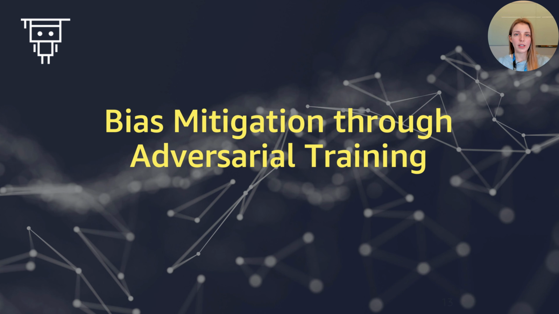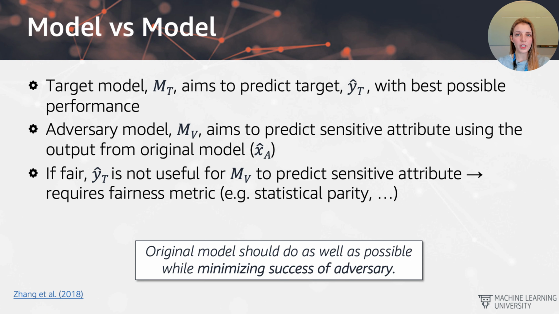Another way to modify the training process of a model would be through so-called adversarial learning. We're not going to go too much in depth on this particular topic, but I want to give you a high-level overview of what it means to perform adversarial learning and how we could achieve fair adversarial learning. Adversarial learning in general is a model competing versus another model. So we have a target model, which would be synonymous to the models that we've built so far, and that model aims to predict y hat.